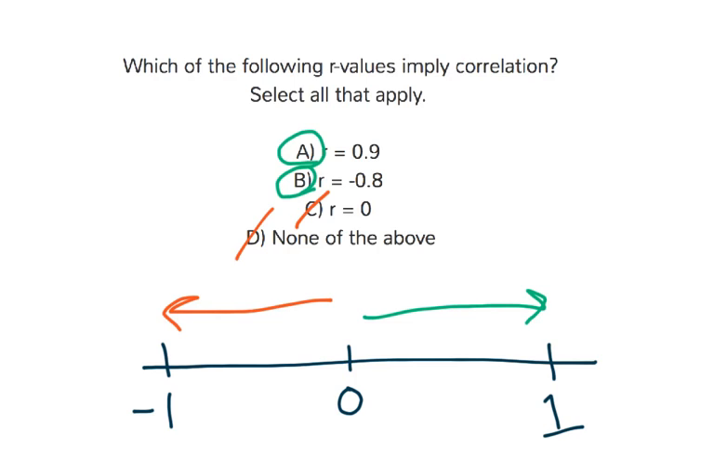Of course, these values between 0 and 1 represent a positive correlation. And the values between 0 and negative 1 represent a negative correlation. But either way, the further we go from 0, the stronger the correlation. And then at 0, 0 implies no correlation.